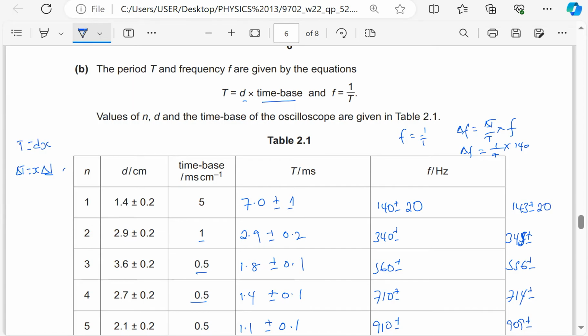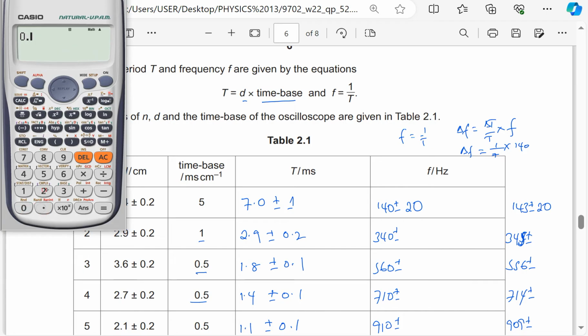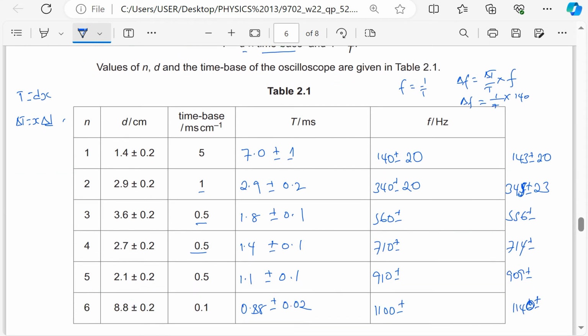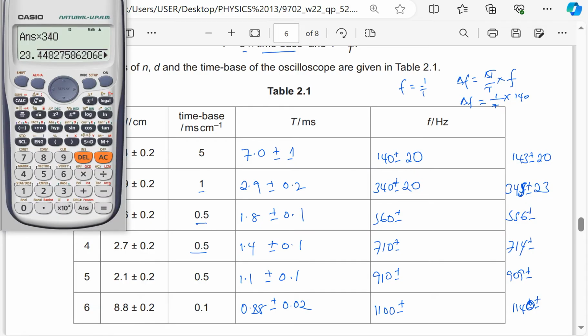The next one is going to be 0.2 divided by 2.9 times 340. So this is also to one significant figure, I'm just going to write 20. But of course, if I use 345, I can write 23. Then the next one is 0.1 divided by 1.8. You notice that here I'm not including the power of 10, because it is going to cancel out. The uncertainty and the true value have the same power of 10, so it cancels out.